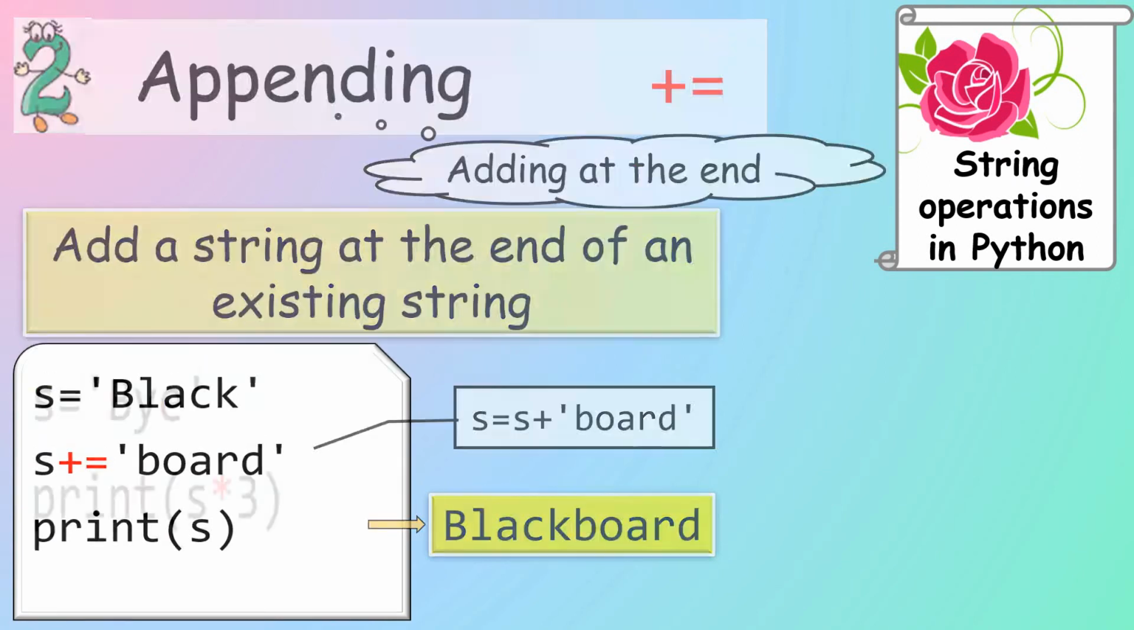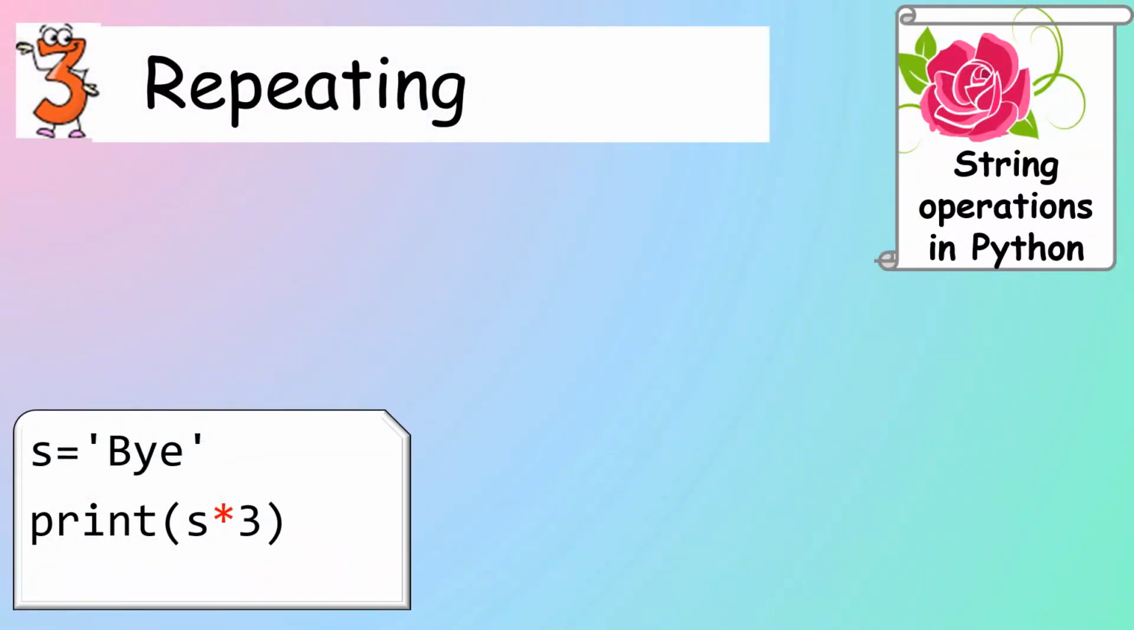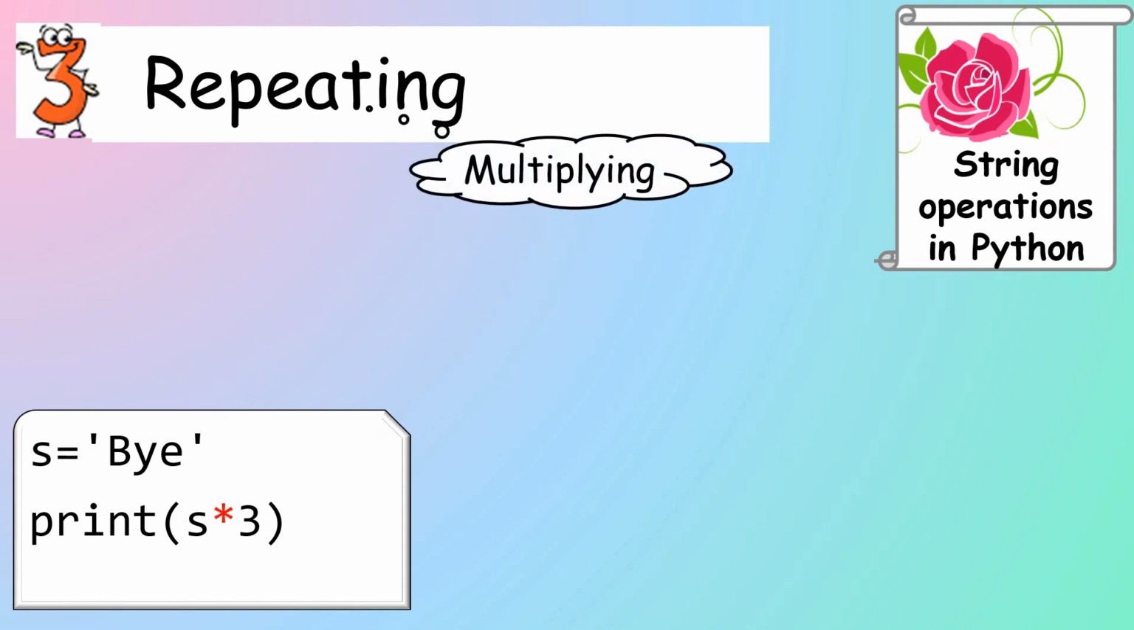The next operation is repeating. Repeating means multiplying. Actually, we cannot multiply strings. So here, the operator to be used is the asterisk symbol, the multiplication operator, which we use in arithmetic. In this example, S is equal to by. Print S into 3, which means print the string S 3 times. So here 3 denotes the number of times the string has to be repeated.